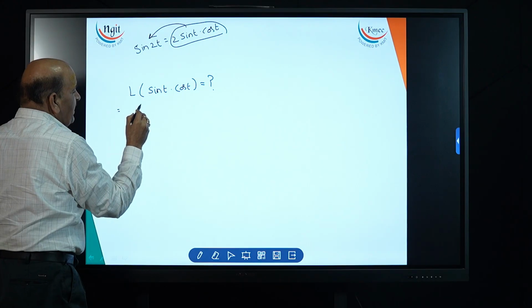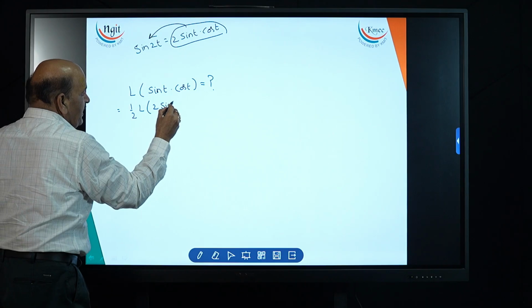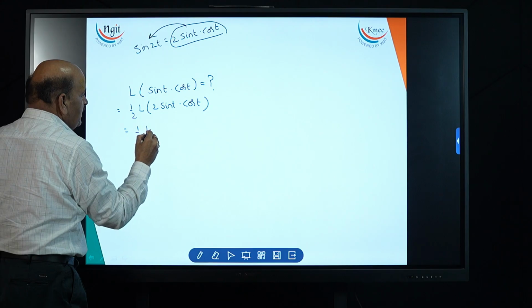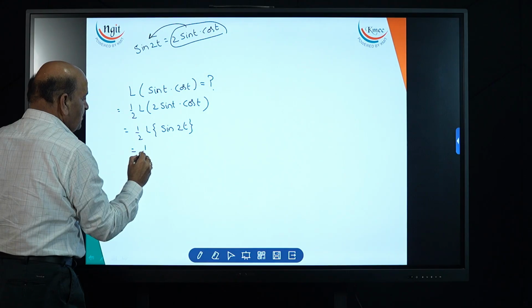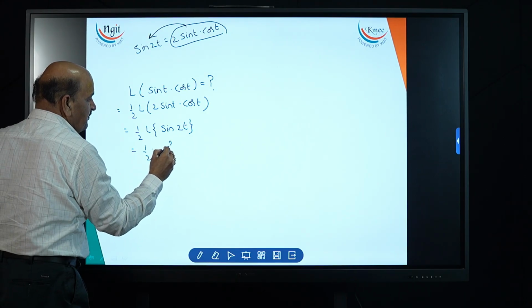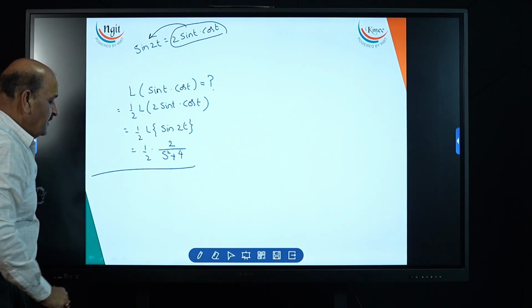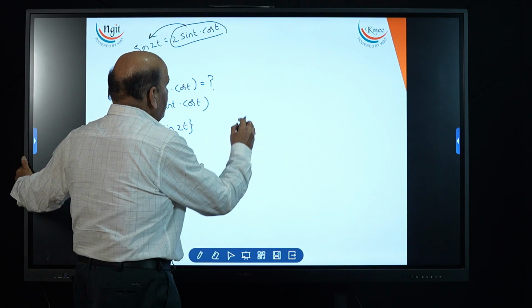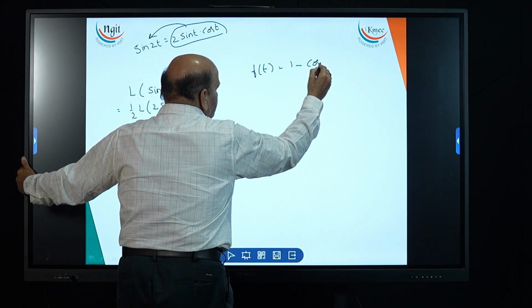Therefore, multiply with 2 and divide by 2. Half into L of 2 sin t cos t. This is equal to half into the Laplace transformation of sin 2t. So this is equal to half into a by s square plus a square. Now just look, this is the formula for 2 sin t cos t. Got it? Similarly, f of t is equal to 1 minus cos t.